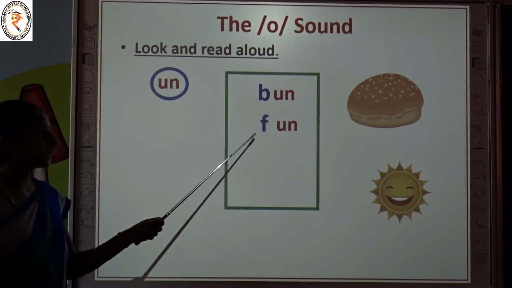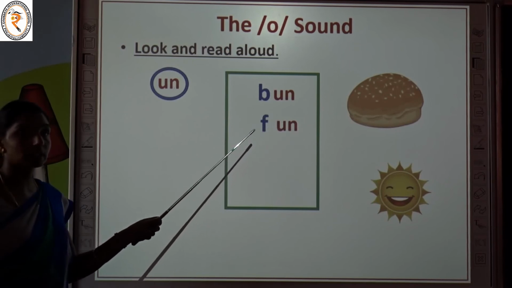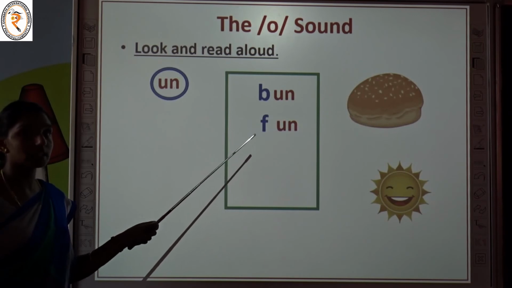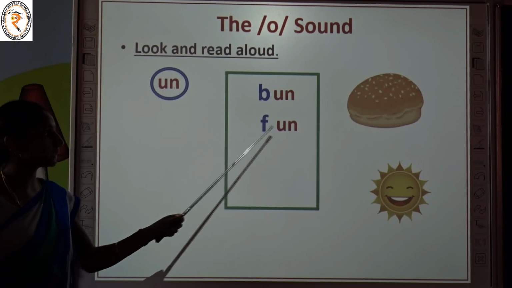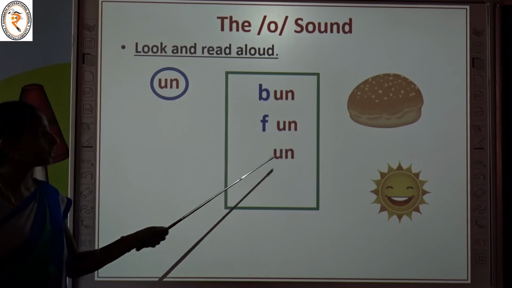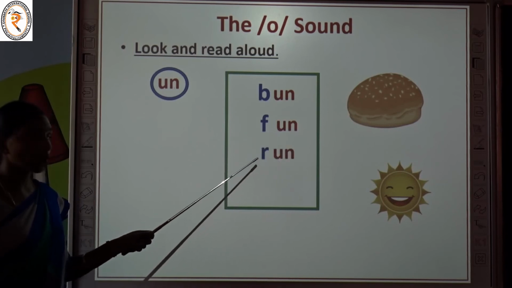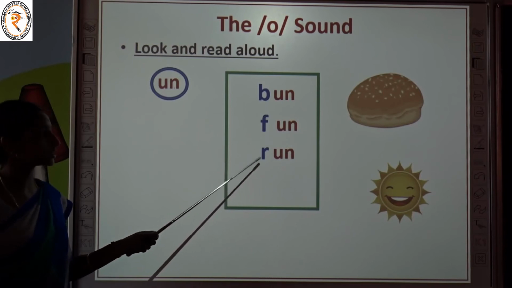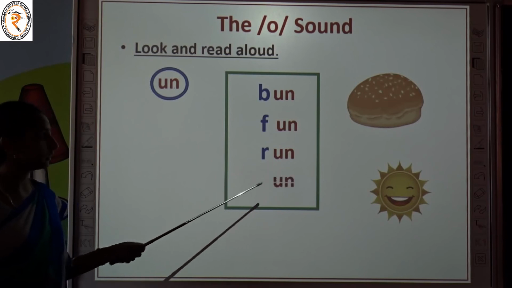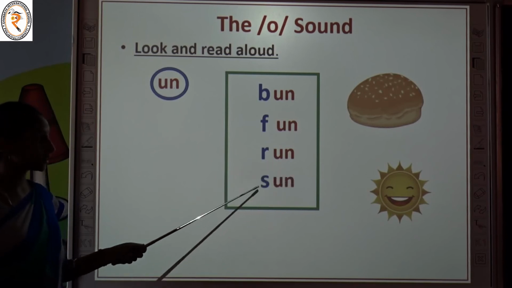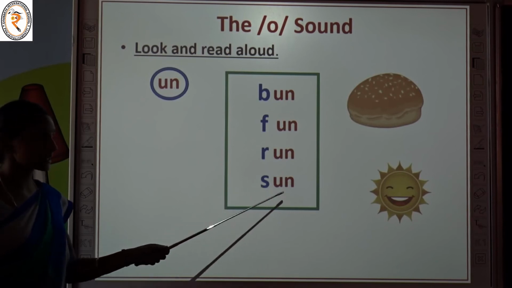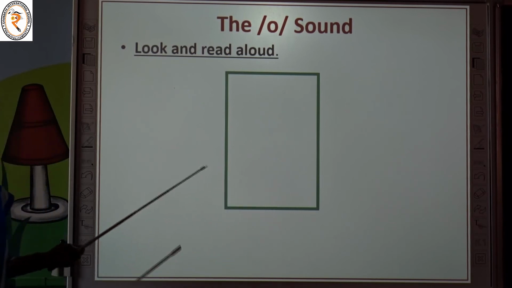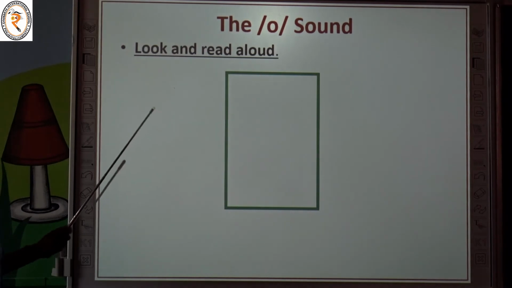Un is there. The letter F is added. What is the sound of the letter F? Fa. F plus un, fun. Un is there. The letter R is added. We know that the sound of the letter is ra. Very good. Ra plus un, run. Again we have un. What is the sound of the letter S? Sa plus un, sun. Try yourself, children. Okay. Try to pronounce all the words.